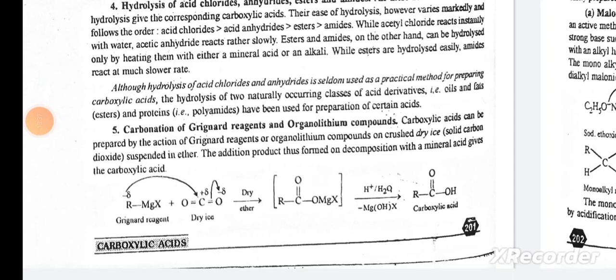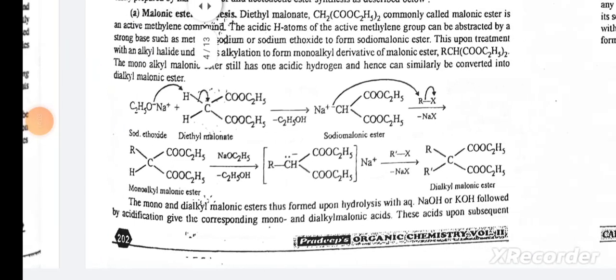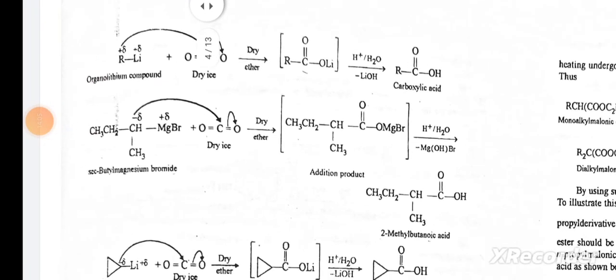Carbonation of Grignard reagents and organolithium compounds. Carboxylic acids can be prepared by the action of Grignard reagents and organolithium compounds on crushed dry ice, solid carbon dioxide suspended in ether. The addition product thus formed on decomposition with a mineral acid gives the carboxylic acids. Grignard reagent plus dry ice in the presence of dry ether, carboxylic acid. Organolithium compound plus dry ice to carboxylic acids.